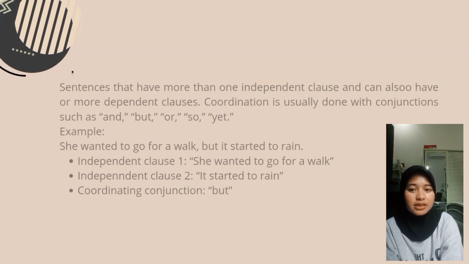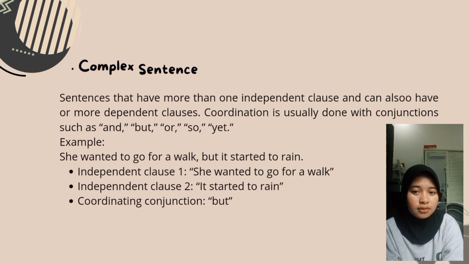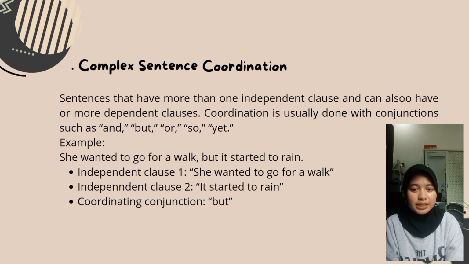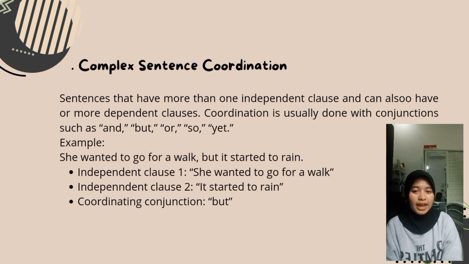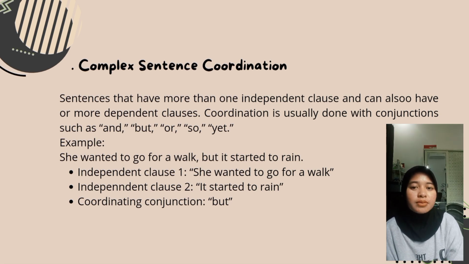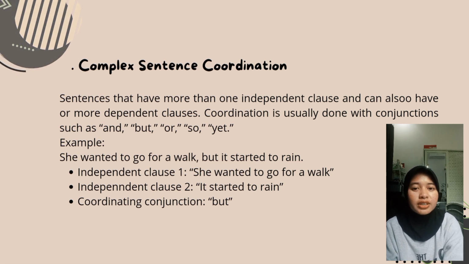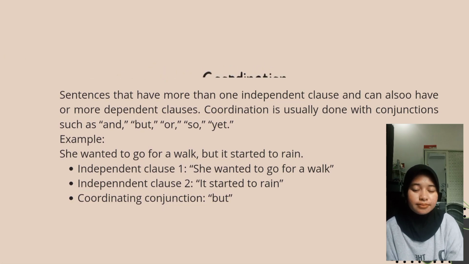The last is complex sentence and coordination. A complex sentence has more than one independent clause and can also have one or more dependent clauses. Coordination is usually done with conjunctions such as and, but, or, so, yet. Example: she wants to go for a walk, but it started to rain. Independent clause 1, she wants to go for a walk. Independent clause 2, it started to rain. Coordinating conjunction, but.